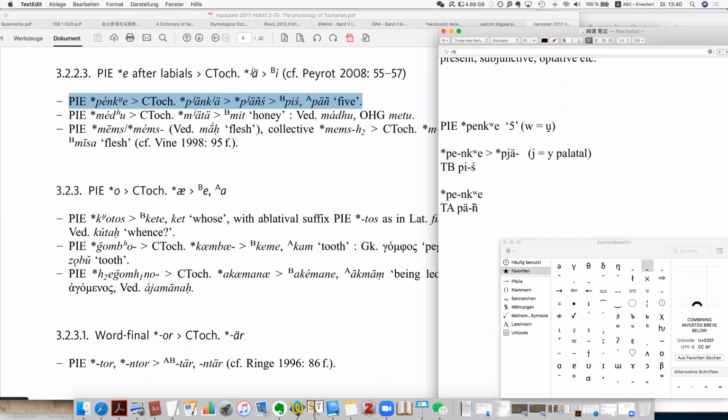So this is actually the correspondence to, this is the development. So it makes this into a sh, and then it's also with palatal effect of this one. So sh is a palatal sound, and then this disappears. Yeah, this is the explanation for this form. Okay.